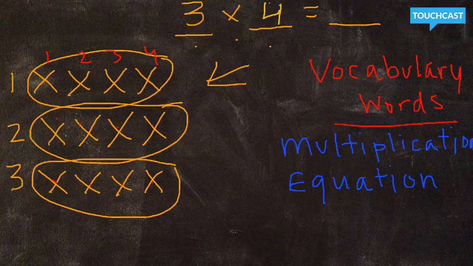And in order to figure out what it equals, we are going to add up all the x's, and we get 1, 2, 3, 4, 5, 6, 7, 8, 9, 10, 11, 12 as our final product. So if you wrote down 3 times 4 equals 12, give yourself a big pat on the back.